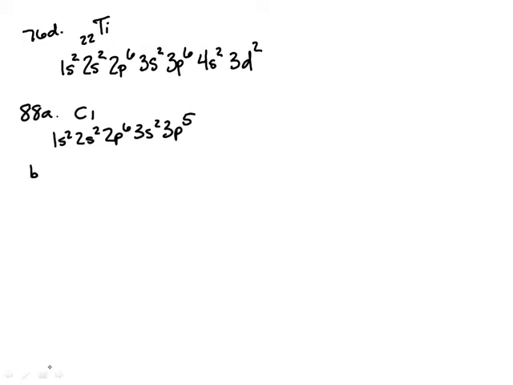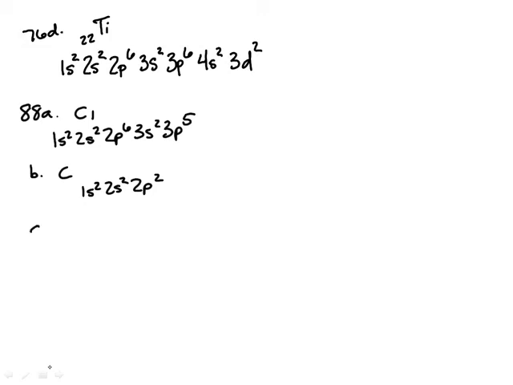On 88B, we are looking at the second period element in the same group as tin. So second row, tin is in group 4A, so I'm looking for carbon's electron configuration, which is 1s2, 2s2, 2p2, and I'm done.